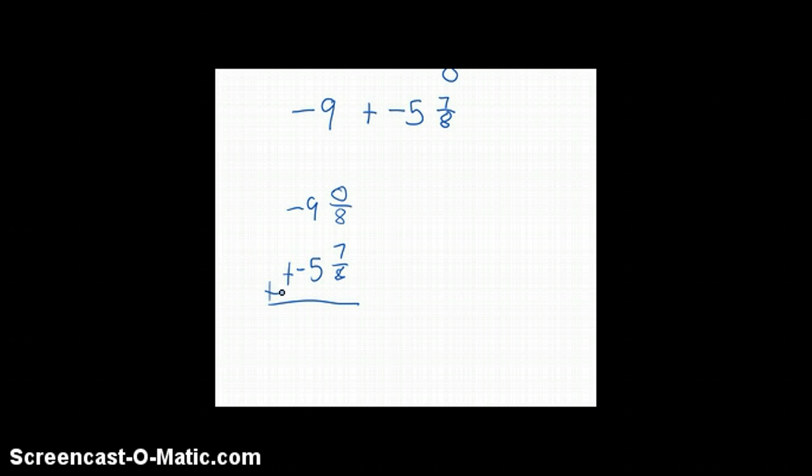So the next step would be to change the denominators so that they're alike, but they're the same. So we can just go and add. So we know the problem is going to be negative because they are both negatives. So 9 plus 5 is 14 when we add the whole numbers. And when we add the fractions, 0 plus 7 is 7. And we keep the common denominator the same. So it is negative 14 and 7/8. And we cannot simplify that at all, so that is our answer.